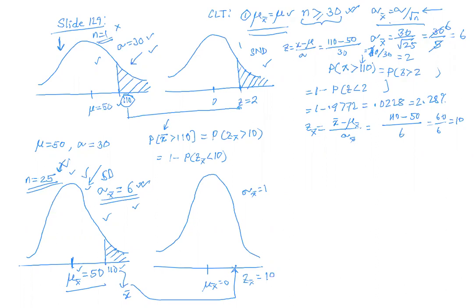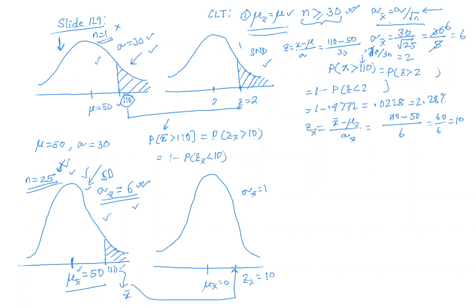Now we have to plug it into the z table for 10. Yes, you have to plug it into the z table. And isn't it true, I could be wrong, that for 3.5 or higher, it's always going to be 0.99999? Yeah.